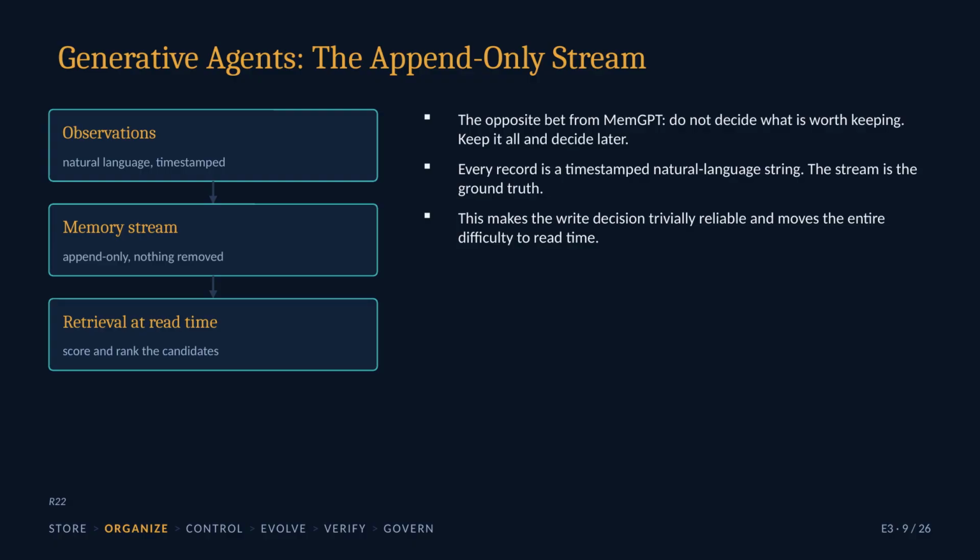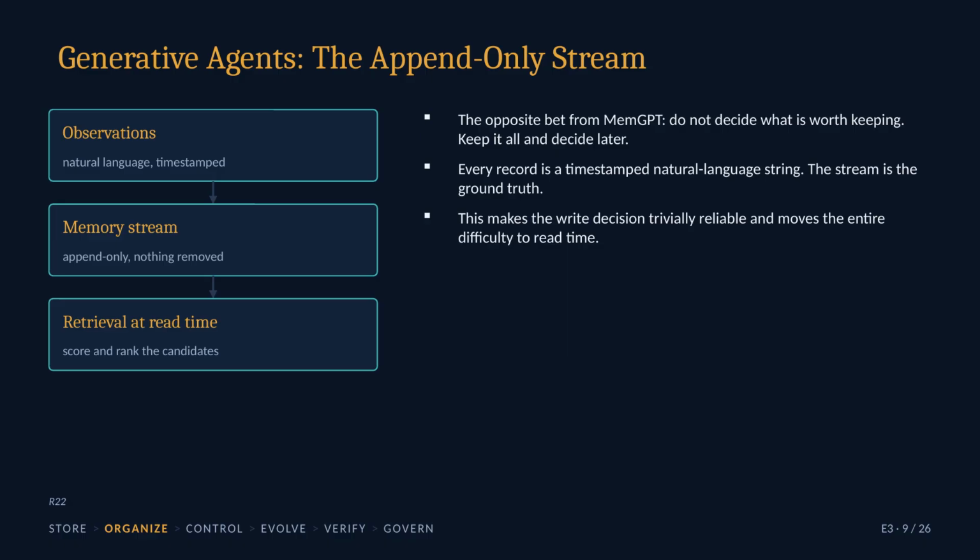Generative agents make the opposite bet. Do not try to decide what is worth keeping. Keep all of it and decide later. Every observation becomes a time-stamped natural language record, appended to a stream from which nothing is removed. The stream is the ground truth.